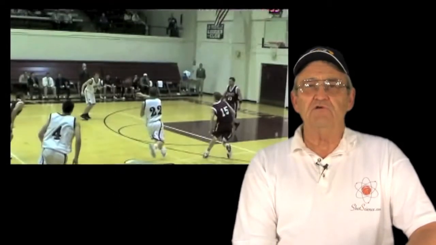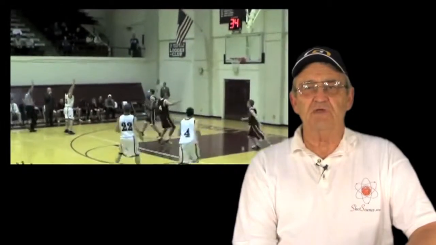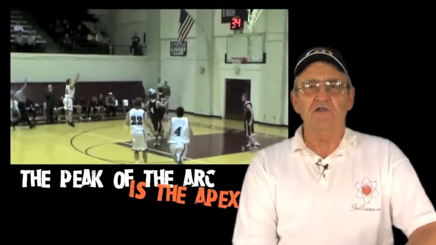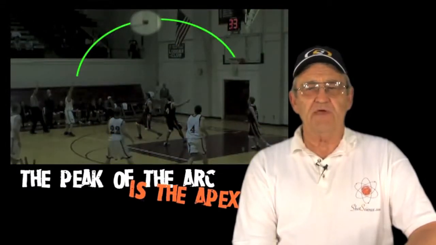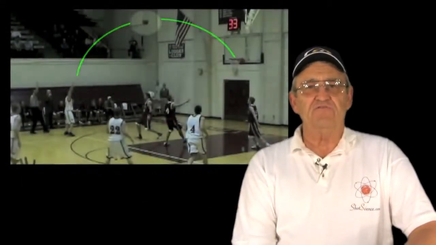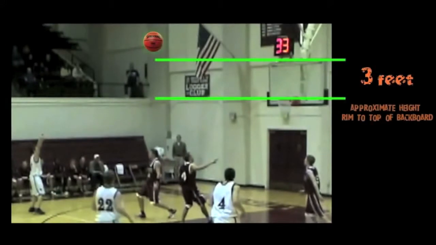One of the things we want to do when we're speaking about arc is make sure that the ball is going to reach an apex on its arc, or the trajectory toward the basket, of about 3 to 4 feet above the level of the rim.